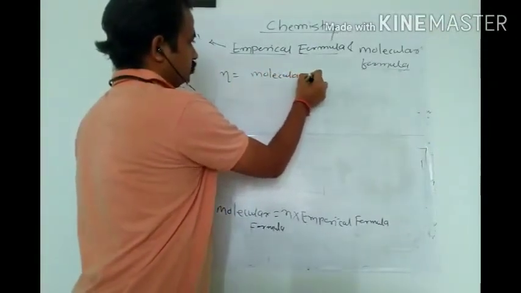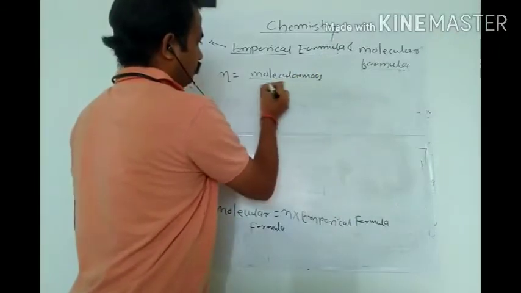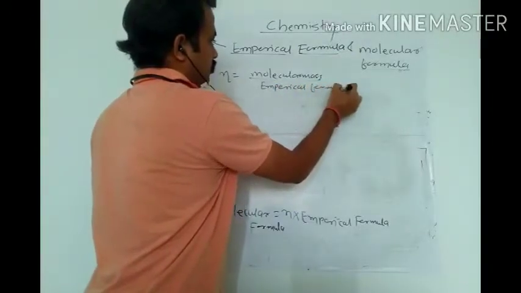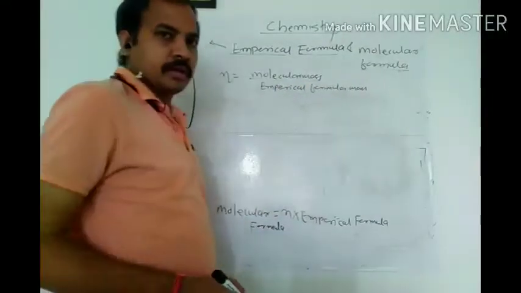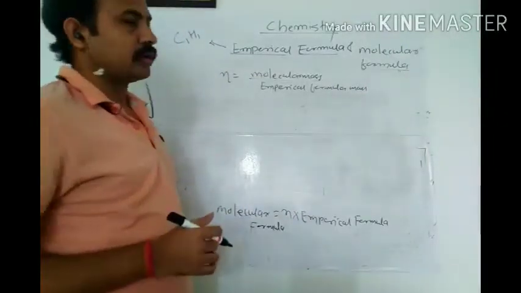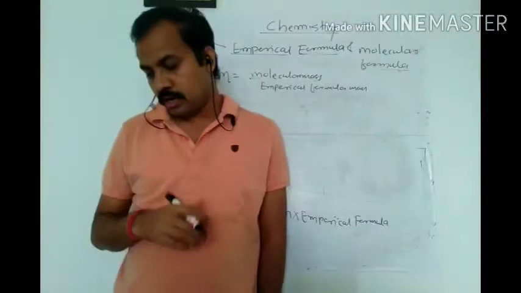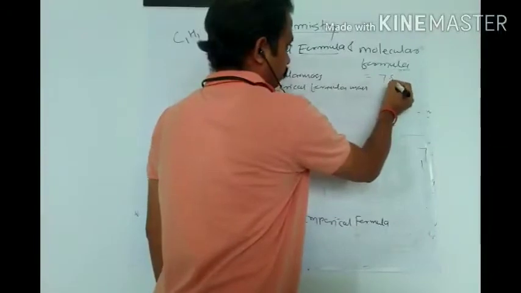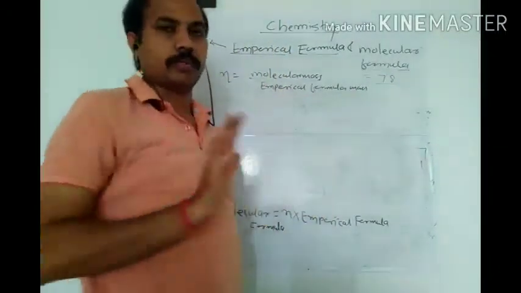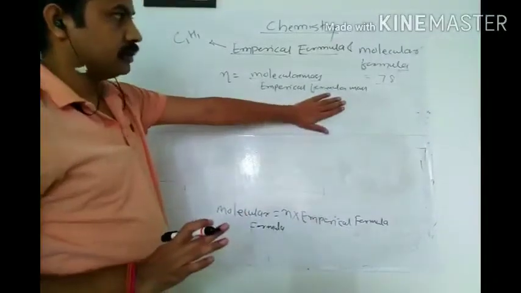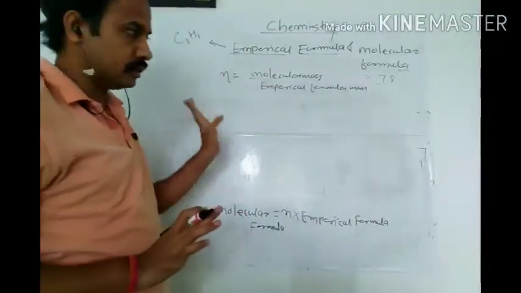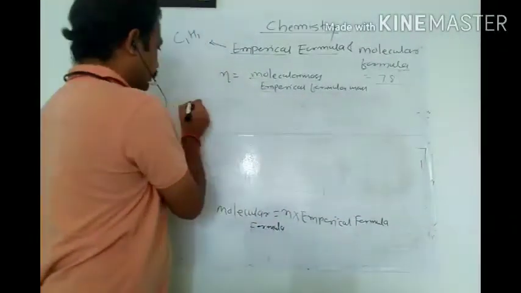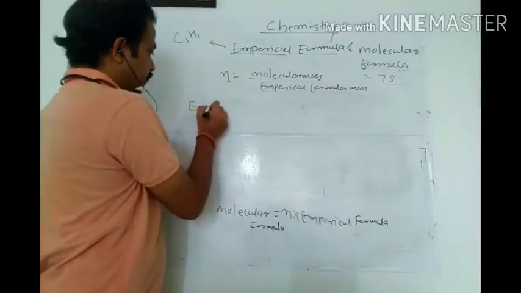Molecular mass upon empirical formula mass. Now the question arises, what is molecular mass? If you read the question carefully, the molecular mass of the organic compound is already given, which is 78. It is given in the problem. Now the remaining thing is, what is the empirical formula mass? Empirical formula mass is nothing but the molecular mass of the empirical formula, which I wrote down, isn't it? So I will write down how to calculate this empirical formula mass.